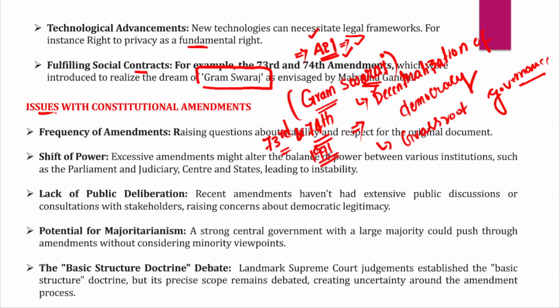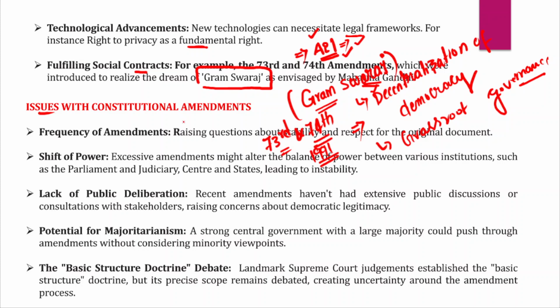So therefore, in 75 years of independence, the Indian Constitution has been amended 106 times, but in the US it is around 25 or 30 times. That's it, right? The US was a much older democracy than India. So therefore, the frequency of amendment in India is very, very high.